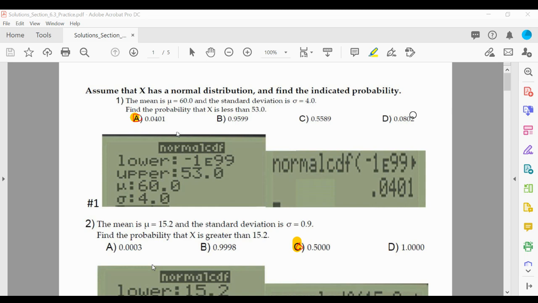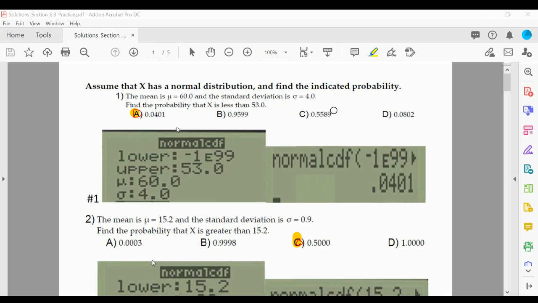Okay, this is the voiceover to the homework from section 6.3, non-standard normal. A non-standard normal is when your mean is not zero and your standard deviation is not one. Your calculator is going to need four entries: a lower limit, an upper limit, a mean, and the standard deviation. The mean and the standard deviation are always given to you.